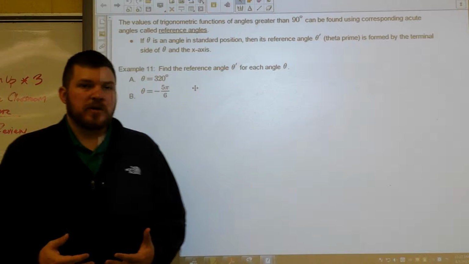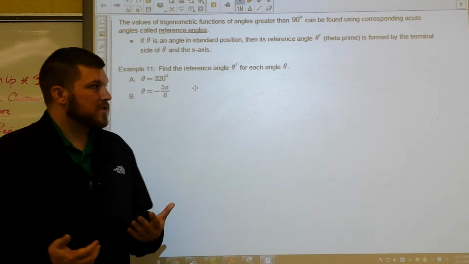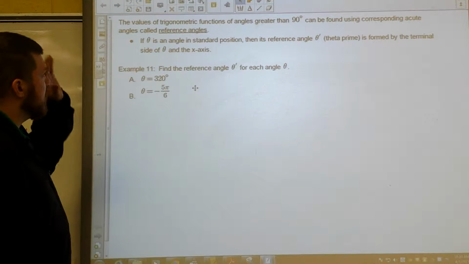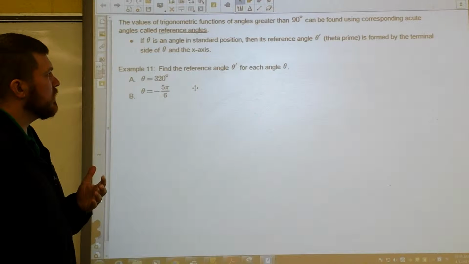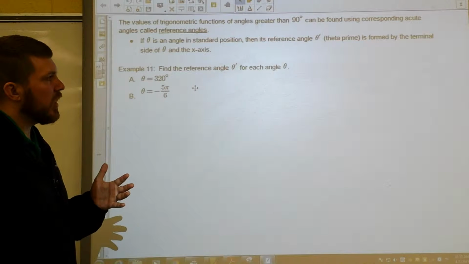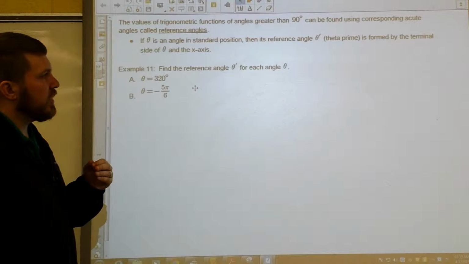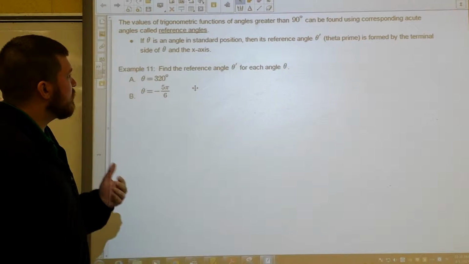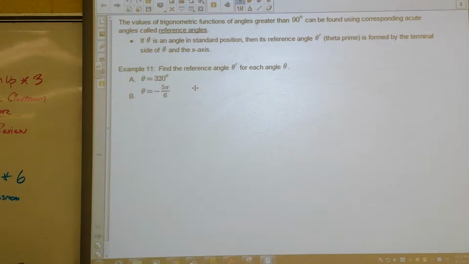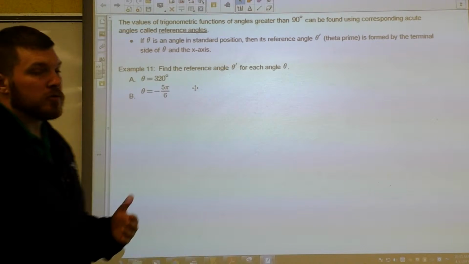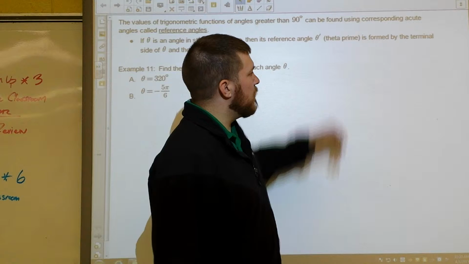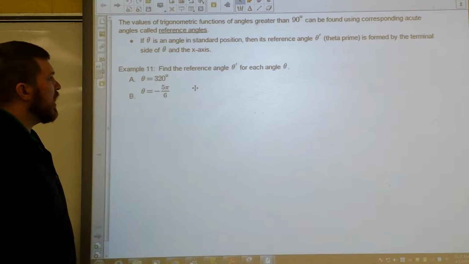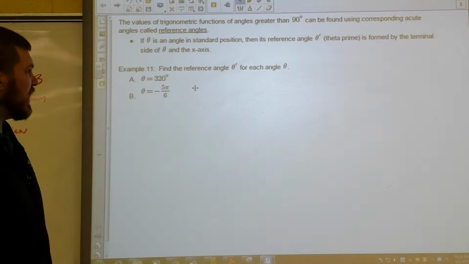All right, so here we're talking about a new concept called reference angles, and essentially what a reference angle means is that we can take the values of any trig function of angles that are greater than 90. Those angles greater than 90 can be found by using corresponding acute angles called reference angles. And if theta is an angle in standard position, then its reference angle, which we're going to call theta prime, is formed by the terminal side of theta and the x-axis.